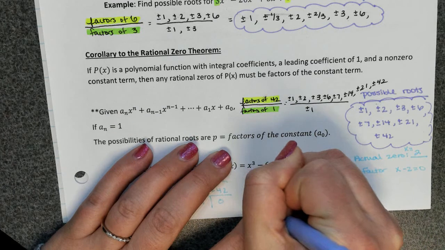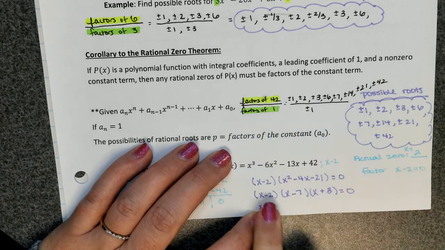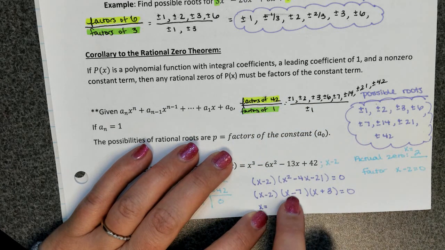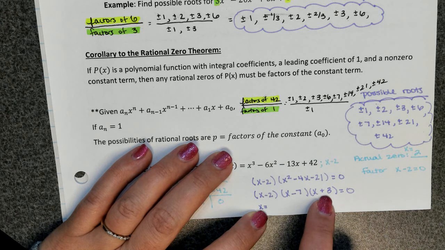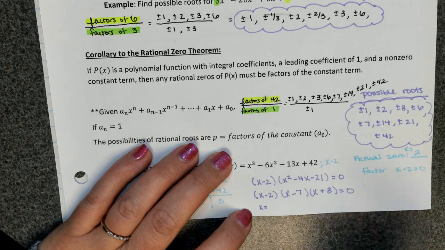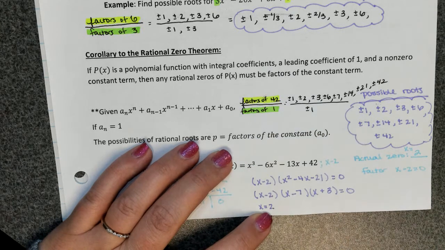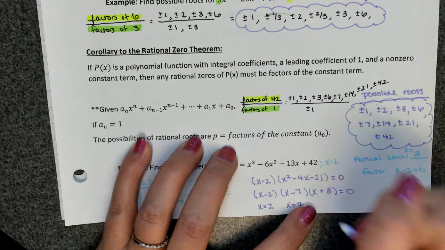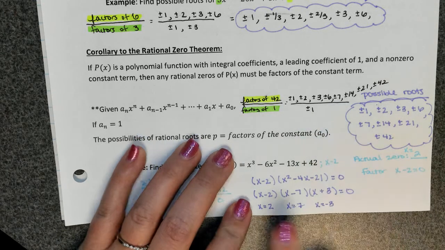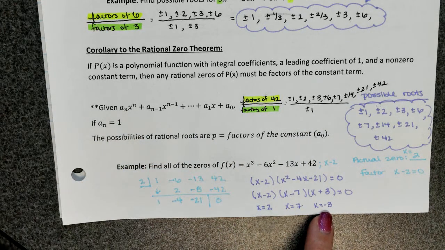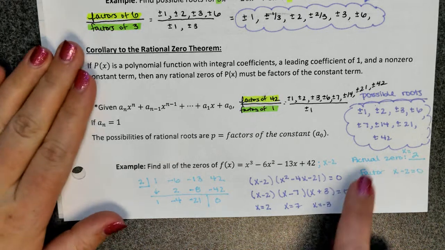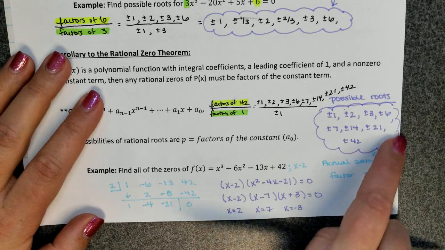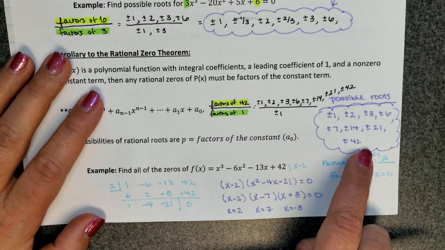That means that our solutions then are x equals, remember you could take x minus 2, set it equal to 0, x minus 7 equals 0, and x plus 3 equals 0, and solve for x on all three. But I know that it's going to come out as x equals 2, x equals 7, or x equals -3. Now you'll notice that all of these are nice numbers, okay? And if I look, they're all in my possibility of roots.